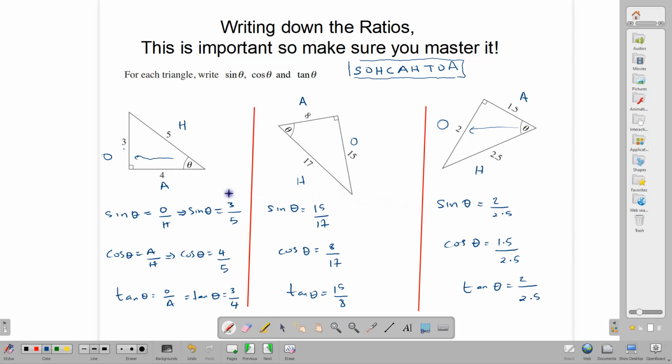The place where you're most likely going to be asked to write down a ratio is most likely on paper 1, the multiple choice paper, when they give you a question and ask you to state the sine or cosine of an angle. On paper 2, you'll most likely be using it rather than just stating what it is.